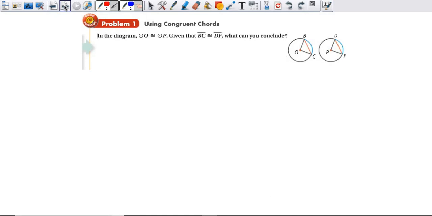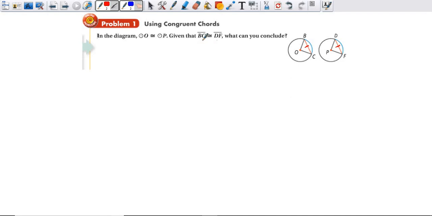So let's try this example. In the diagram, circle O and circle P are congruent. So given that BC is congruent to DF, and we're talking about the chords because of those hats that it has. Remember, you have to just know that. So now we're going to say what we could conclude.